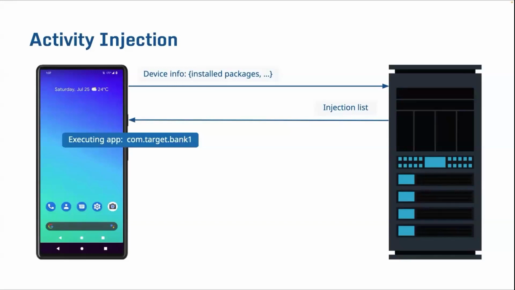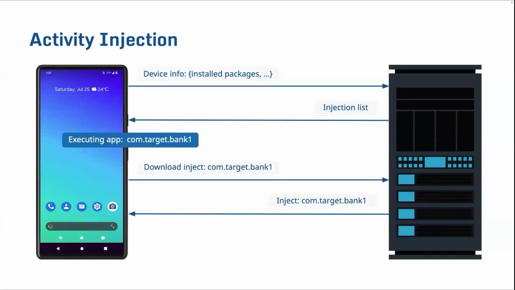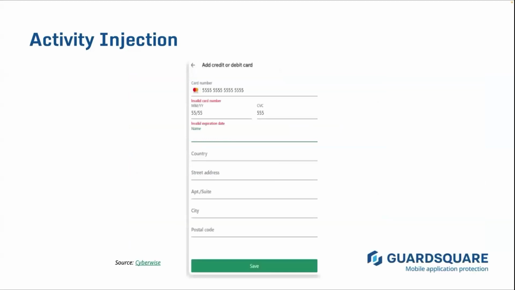So at some point, there will be one of the targets executing, and the malware will quickly tell the server, hey, there's this application executing. Please get the URL for the injection for me. Okay, so the injection is passed to the device, and the malware will generate a web view and load the injection through the URL. And as a result, something like this can happen. So anything that the user writes here will be controlled by the attacker.